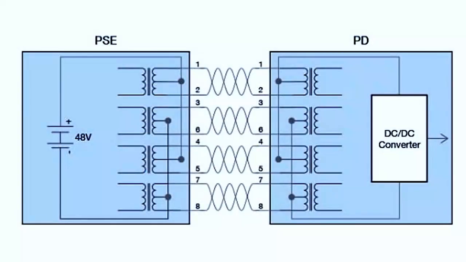As the bandwidth requirements increase, so does the power. So this is how we send power over Ethernet. We've got transformers on each side. We center tap those transformers and we inject the power in there. So one pair is positive, one pair is negative.